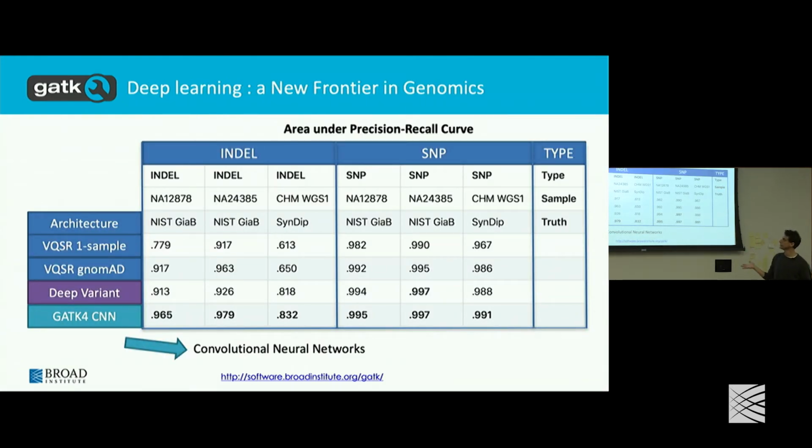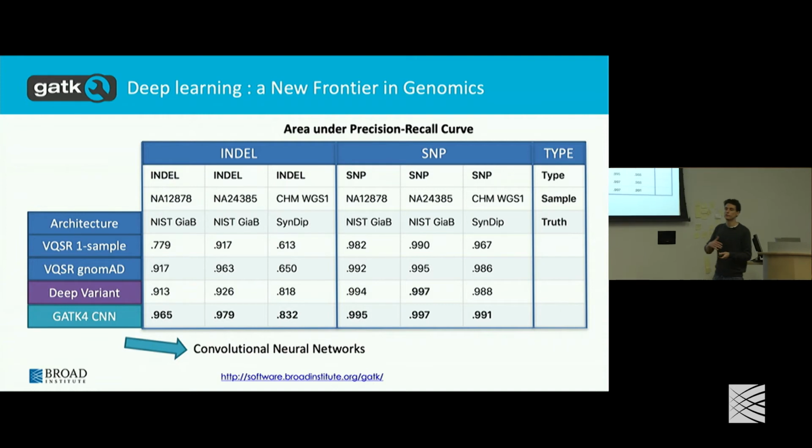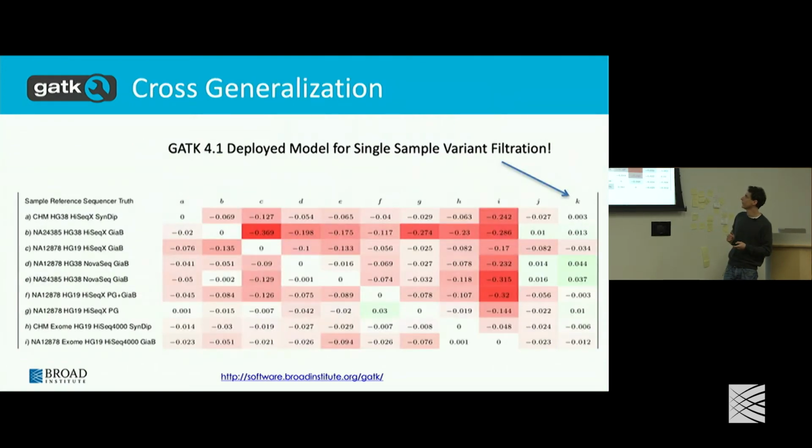And we compare this to VQSR as well as to other approaches, and this is the area under the precision recall curve. So this is a way of analyzing where we don't have to pick a threshold. We look at any given threshold, how is our sensitivity and precision, and we're doing quite well. We look at how this generalizes across models, across data sets.